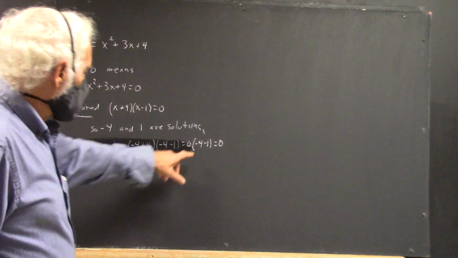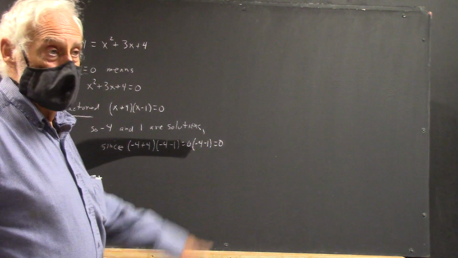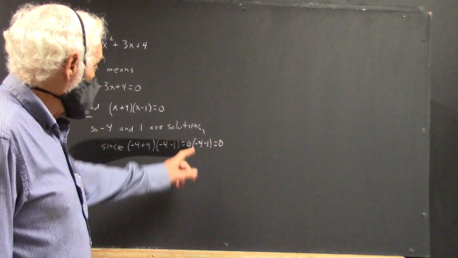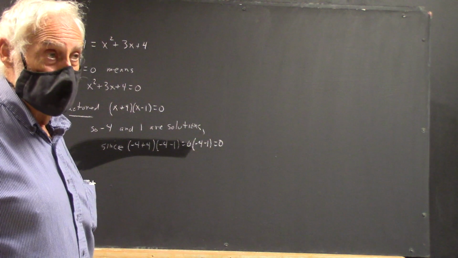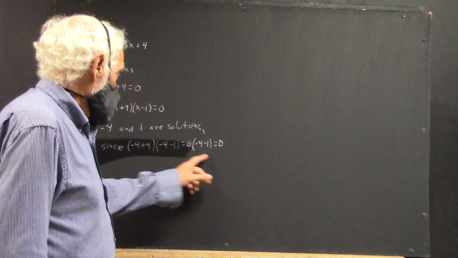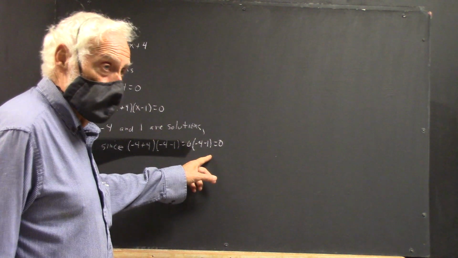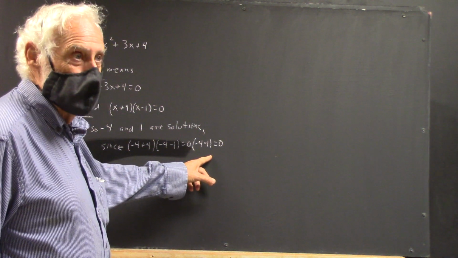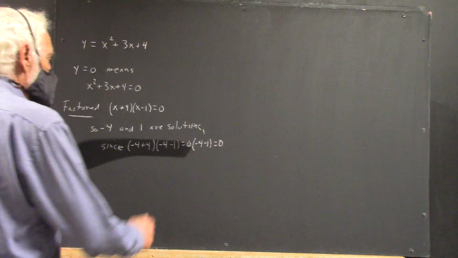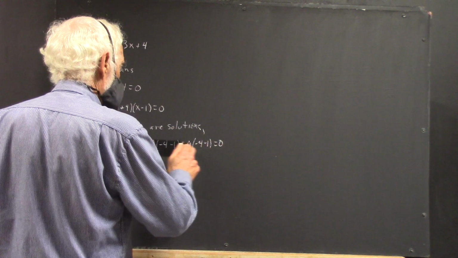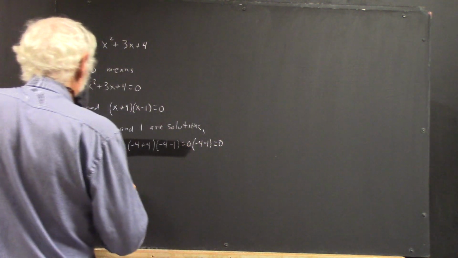I didn't bother writing negative 4 minus 1. It should be negative 5. Because whatever it is, multiplied by 0, you're going to get 0. So I just left it like this. I didn't want to do all that arithmetic, just to make the point that it doesn't matter what this is, as soon as this is 0, you're going to get 0.